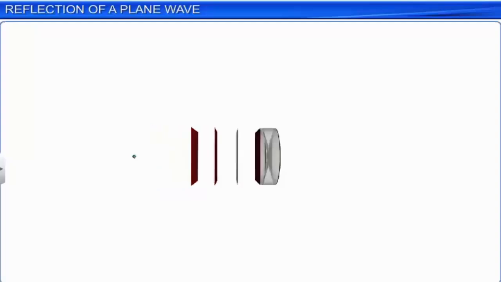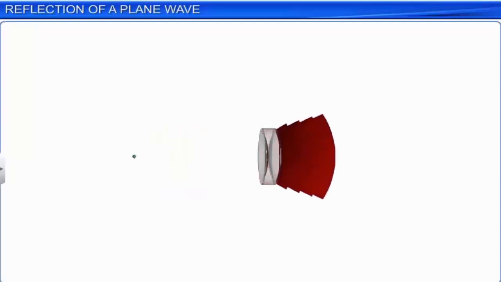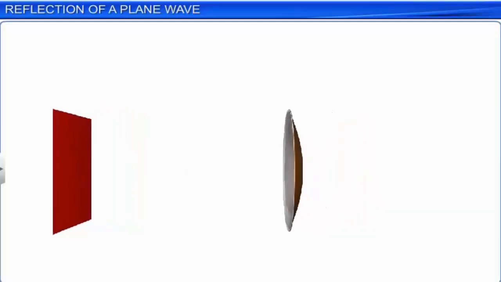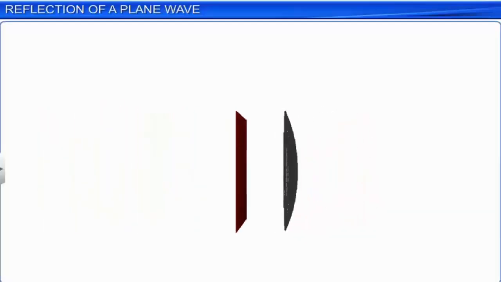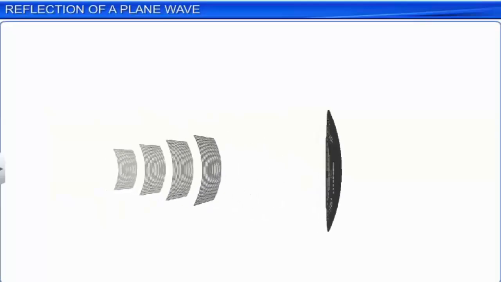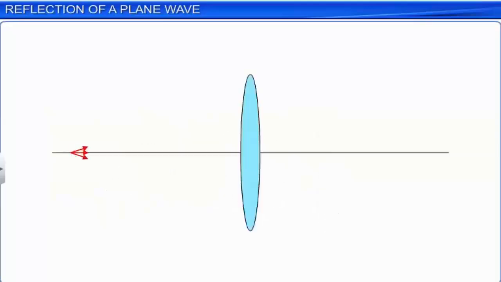On the other hand, if a plane wavefront is refracted through a concave lens, we get a diverging spherical wavefront. If a plane wave is incident on a concave mirror, upon reflection, it becomes a converging spherical wave. Note that the time taken from a point on the object to the corresponding point on the image is the same measured along any ray.